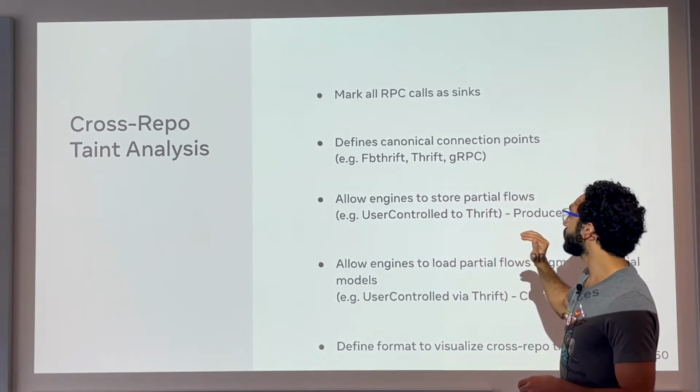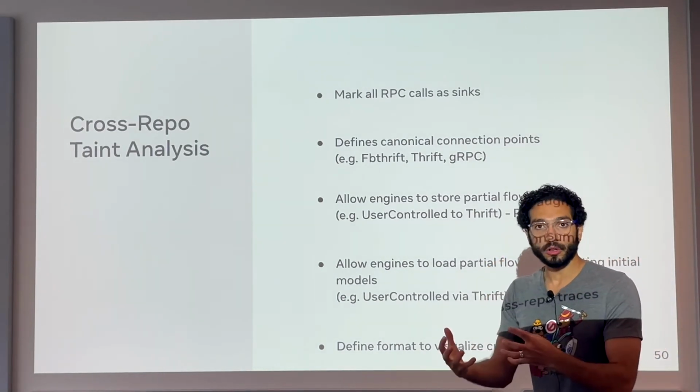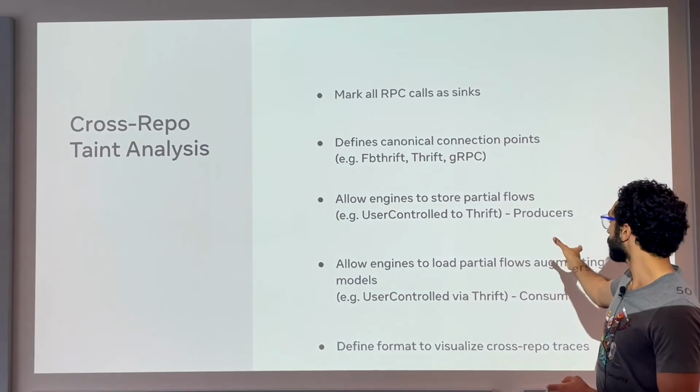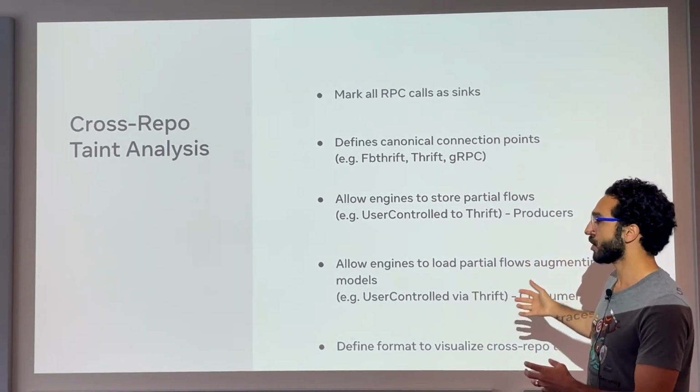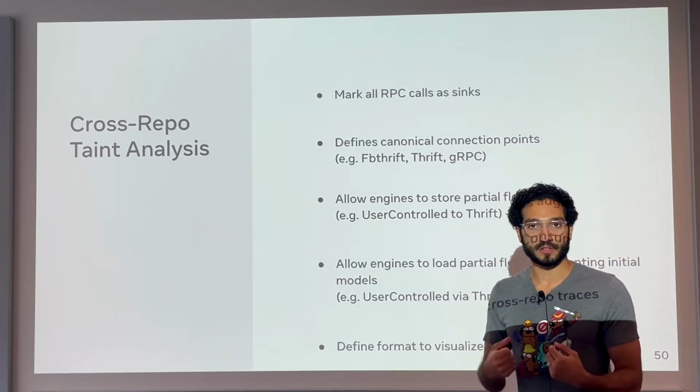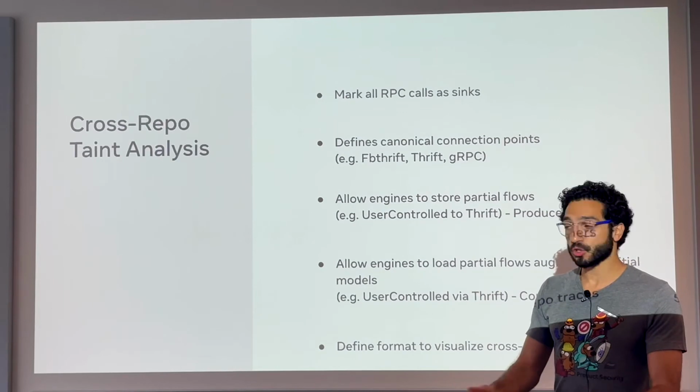And then you want your engines to be able to find the flows from user control input to the thrift call, which we call the partial flows, and this is in the producer run. And then the consumer engine, the other engine, augments its initial model with that: it can load this partial model and then start the analysis from there.